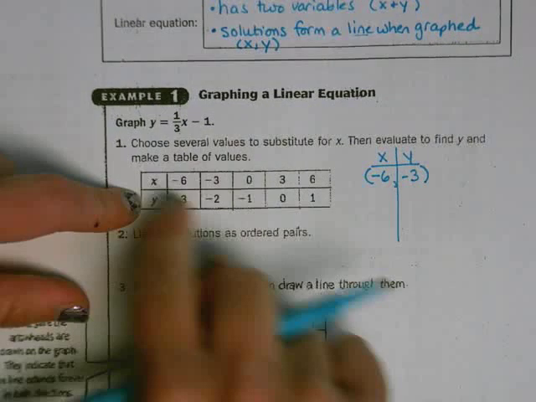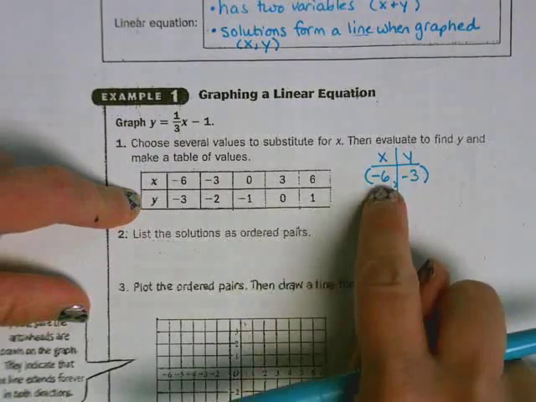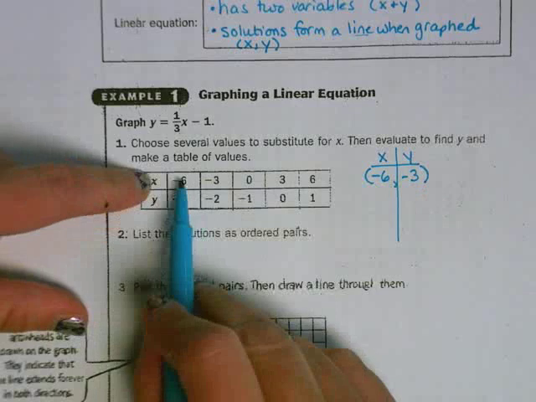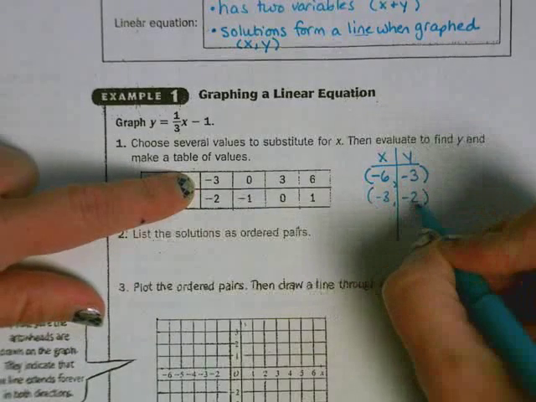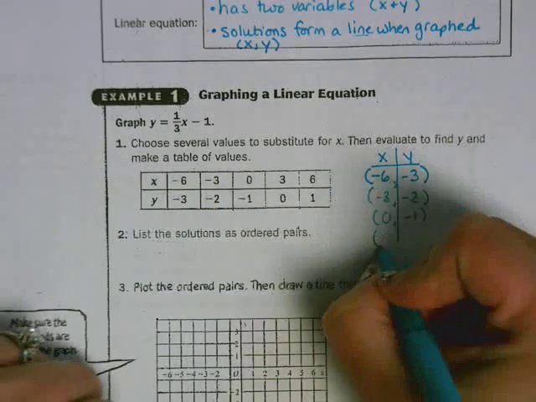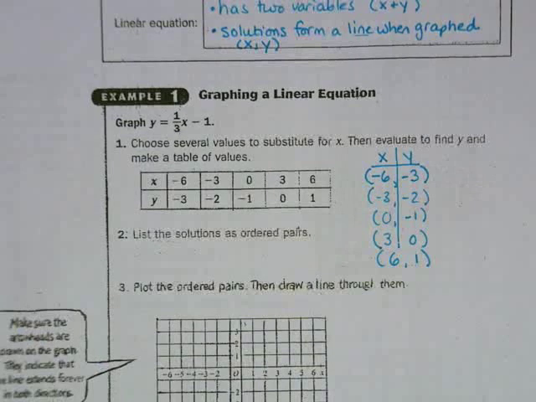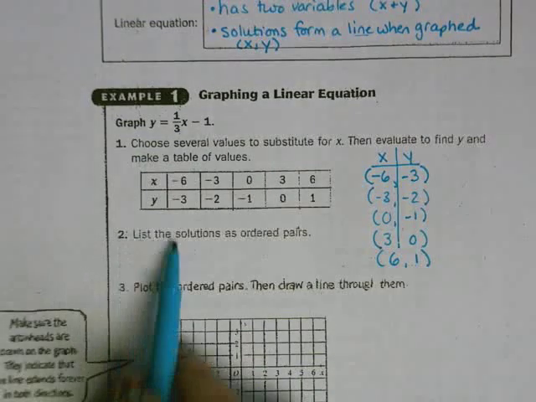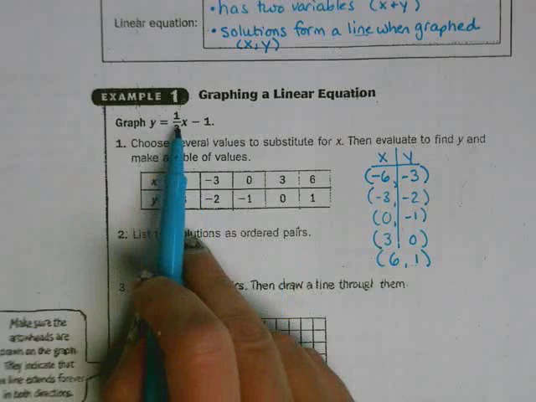So let's turn this table kind of sideways and look at it as an xy table where we can literally see x comma y. So -6 comma -3, -3 comma -2. This one's 0 comma -1, 3 comma 0, 6 comma 1. We just did number 2. We listed these solutions as ordered pairs, the x's and y's that make this equation true.